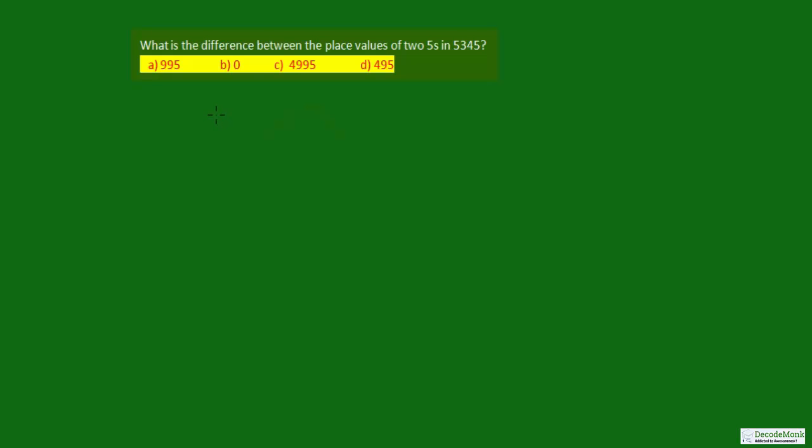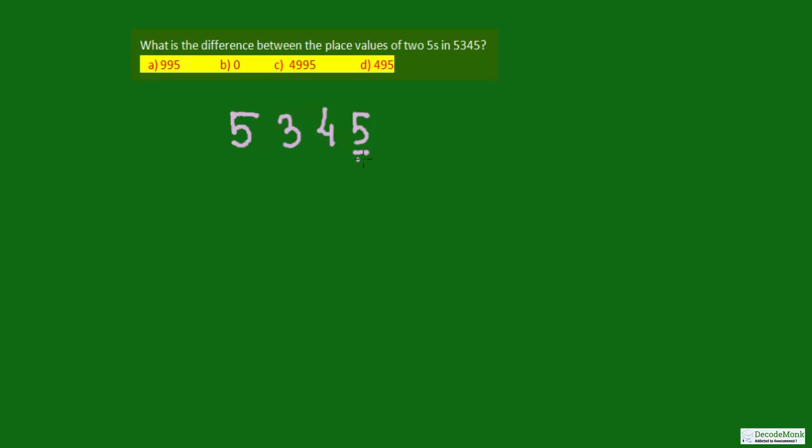Consider a typical question related to place value. The question goes like this: what is the difference between the place values of two 5s in 5345? So we have the given number 5345. So we have to find out the difference between the place values of two 5s.